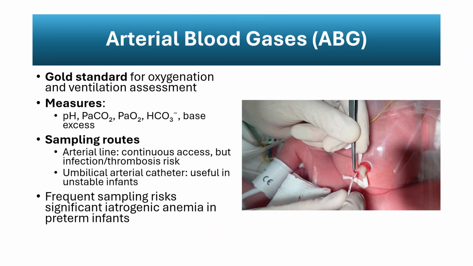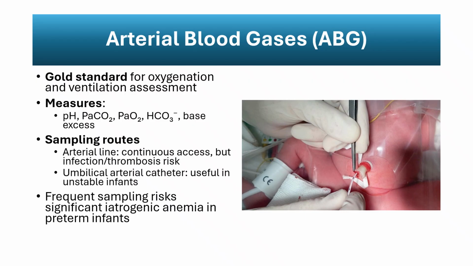Arterial blood gases remain the gold standard for evaluating both oxygenation and ventilation in neonatal respiratory management. They provide direct measurement of pH, carbon dioxide, oxygen, bicarbonate, and base excess, allowing precise assessment of gas exchange efficiency and acid-base balance. Continuous arterial access through an indwelling line allows frequent sampling and real-time titration of ventilator settings, but carries risks that require vigilance.